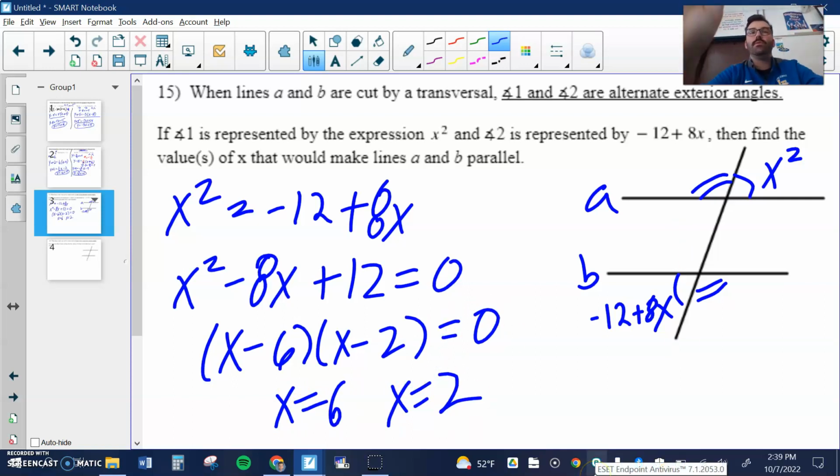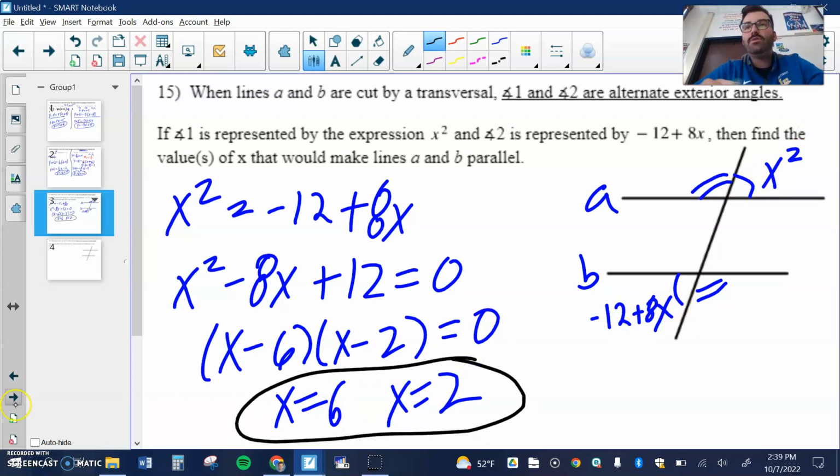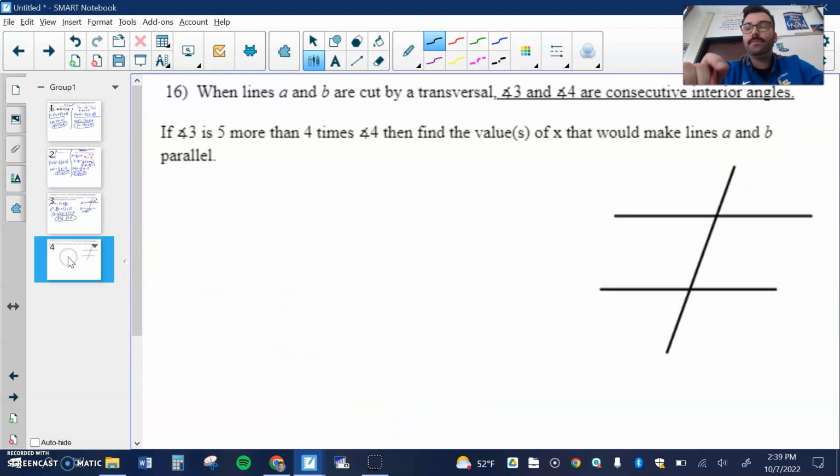Now I have to plug it in to see which one works. If I plug in 2, I get negative 12 plus 16, positive 4. 2 squared is 4. If I plug in 6, I get negative 12 plus 48, which is 36. So they both actually work out. I have two x values that would make the lines parallel. Isn't that neat? It's so neat. Let's keep going.